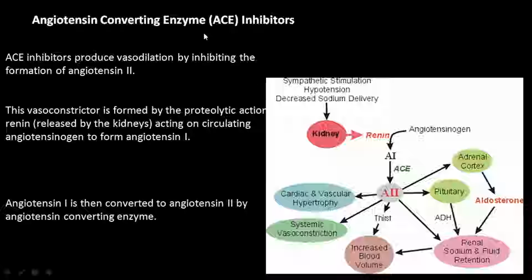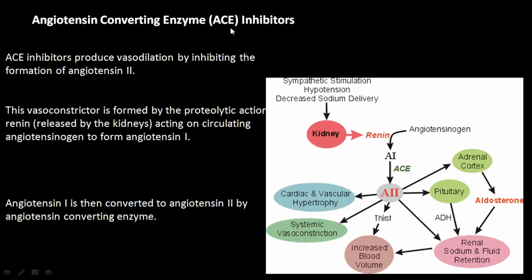Then again involved in hypertension, there is another enzyme called angiotensin converting enzyme. These ACE inhibitors produce vasodilation. What happens is we have this ACE enzyme, which converts angiotensin 1 to angiotensin 2, which leads to vasoconstriction, increased blood volume, all these things. There are drugs which block this enzyme, so A1 doesn't get converted to A2, and the vasoconstriction doesn't happen.